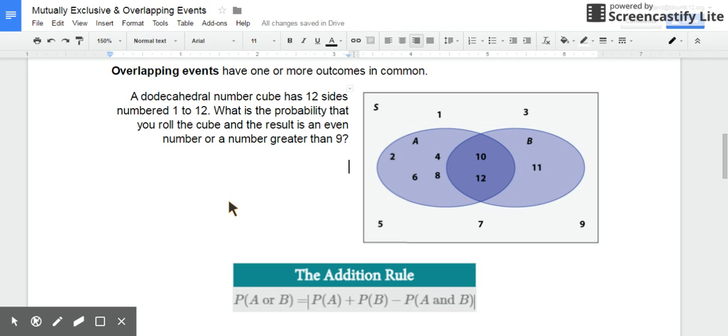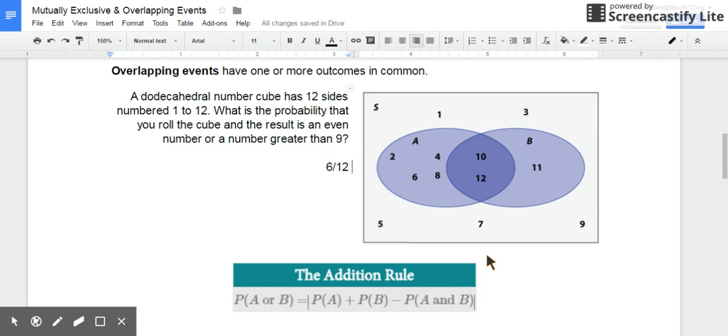For the first part, we have 6 numbers again, so we have 6 out of 12. If you look down here, we need to find the probability of A, and then we need to find the probability of B. And this is called the addition rule for overlapping events. We need to subtract out this intersection because 10 and 12 are not only greater than 9, but they are also even. So we need to account for that. Those repeat, those are our intersections.